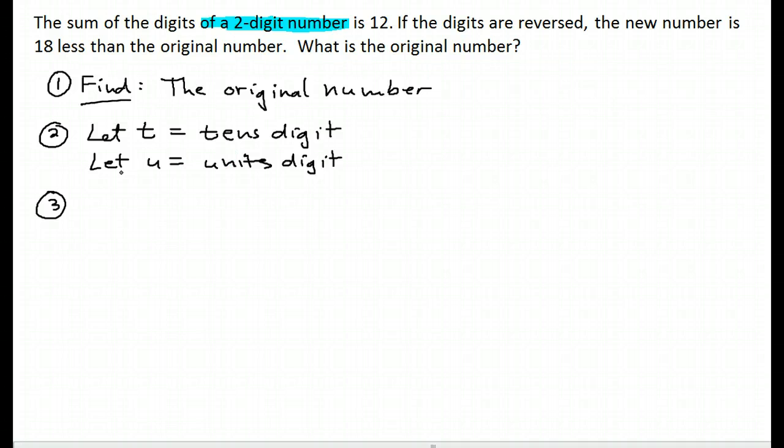Okay, so I've got t equal the tens digit, u equal the units digit. Now remember what we said before, the value of the number is 10t plus u. So it says the sum of the digits is 12. That part's easy. So I've got t plus u equals 12. Now it says if the digits are reversed, the new number, which is 10u plus t, is, that's my equals, 18 less than the original number. Well, the original number is 10t plus u.